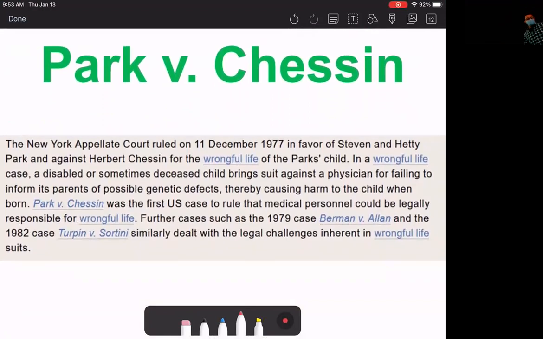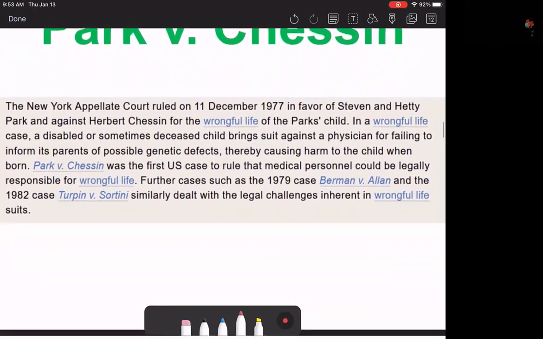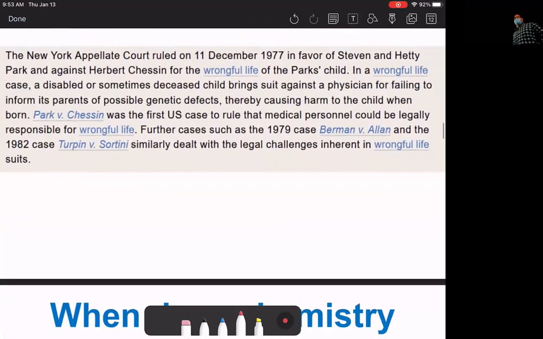a family, Stephen and Hetty Park, went to a doctor, Herbert Chesson. They said, we want you to screen and make sure our child that we're about to IVF does not have any atypical traits, specifically X, Y, and Z. Chesson didn't do the screen right, and he didn't inform them that their child's karyotype did have a deletion at a certain region. They carried the pregnancy. They had an atypical trait. They sued Dr. Chesson, and they won.